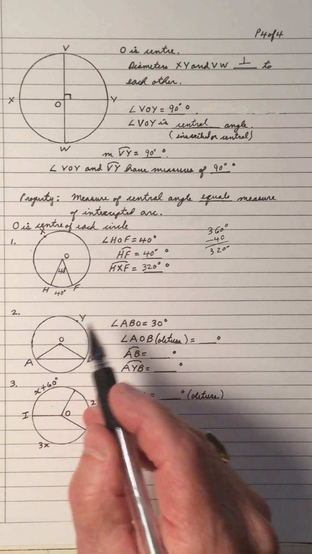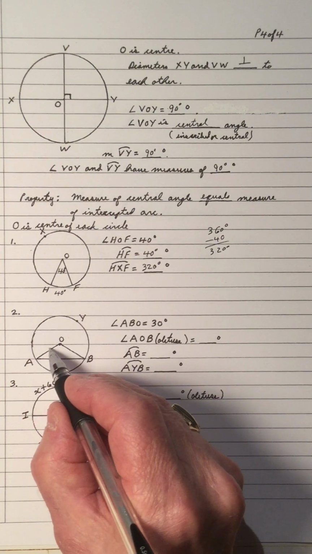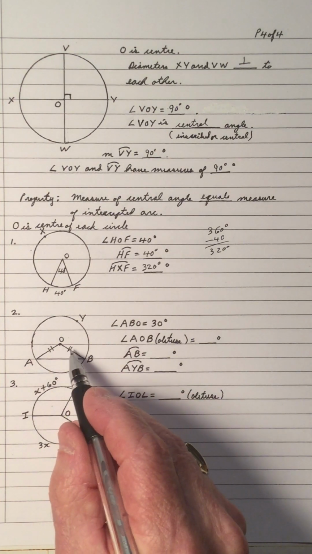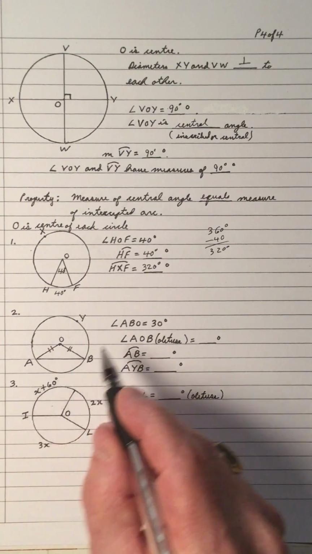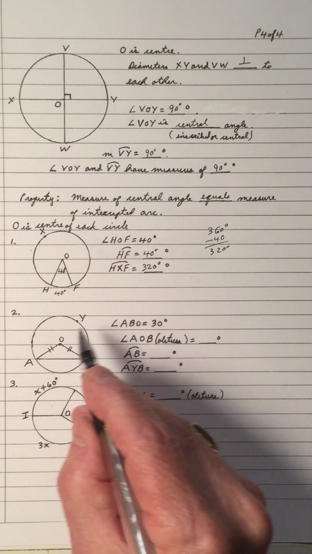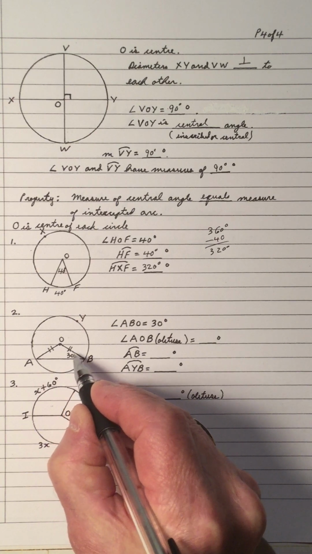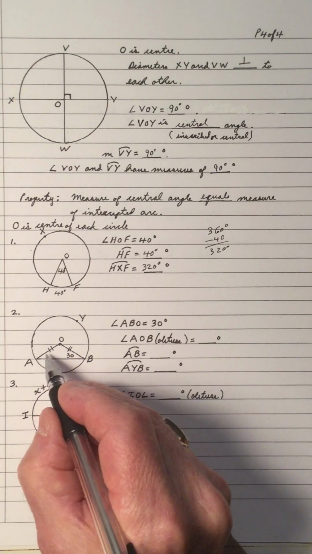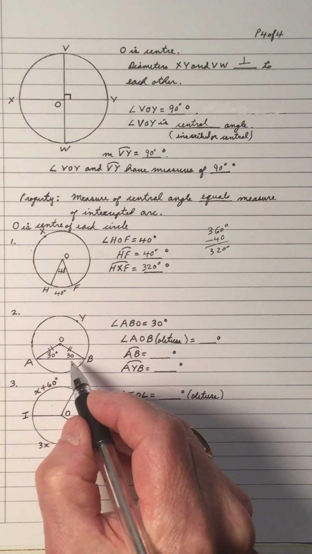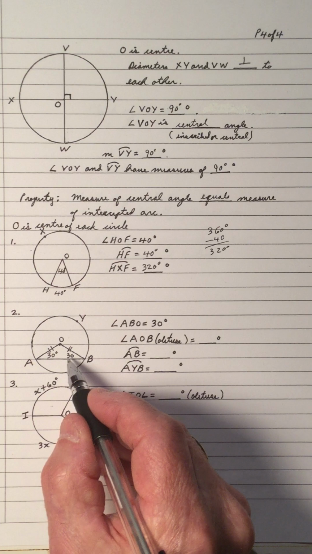Number 2, we have a circle. Again, the center is O, and we have a triangle. Notice in the triangle, this is the center. So in this triangle, we have OA equals OB. The reason these are equal is that the radii of a circle are equal. So we have angle ABO equals 30, so this angle is 30 degrees. Because these two sides are equal, that means these two angles are equal. If two sides are equal, two angles are equal. That's the isosceles triangle theorem that we did in proofs on congruent triangles.